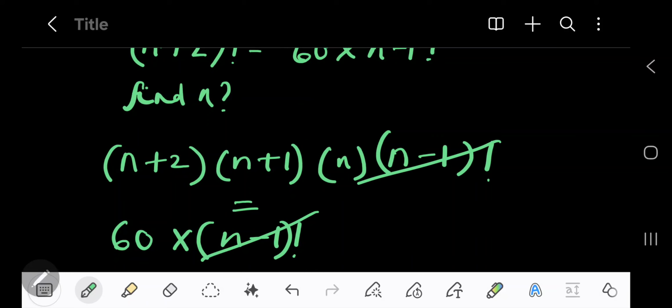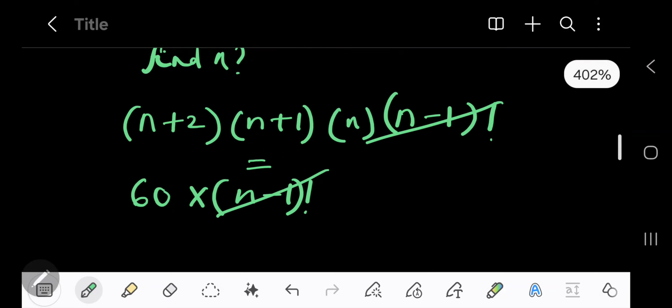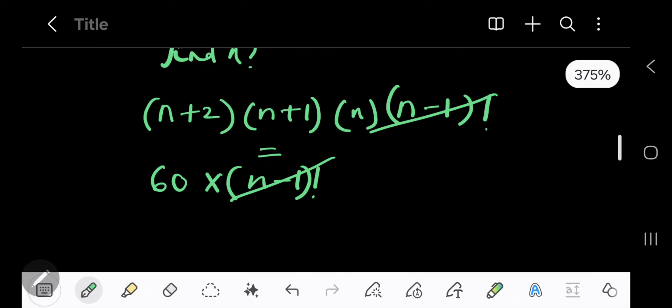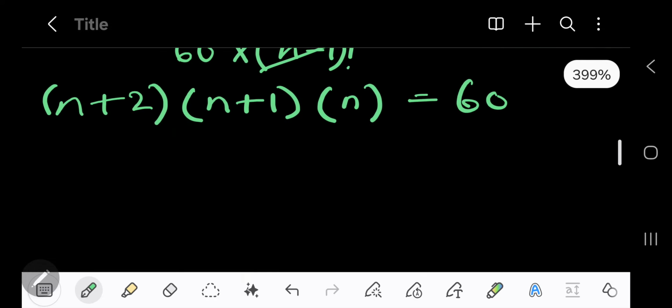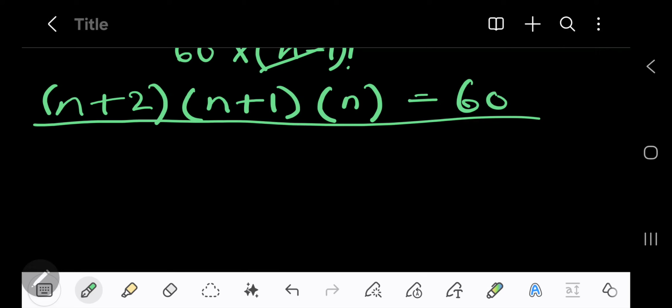So these both cancel because they're on either side of the equal sign and they're the same. So basically (n+2) times (n+1) times n equals 60. Now there are two ways to solve this. One is the cubic equation method. Since the cubic equation is a bit long and you don't need it for this question, I'm not going to do it, but you can use the cubic equation too, once you expand this by one or two more steps.